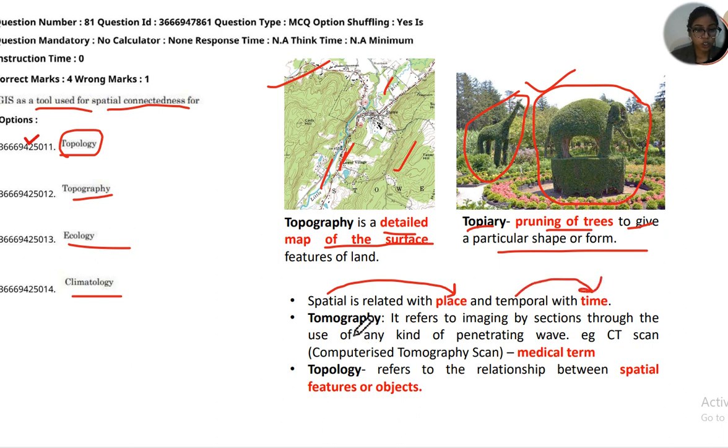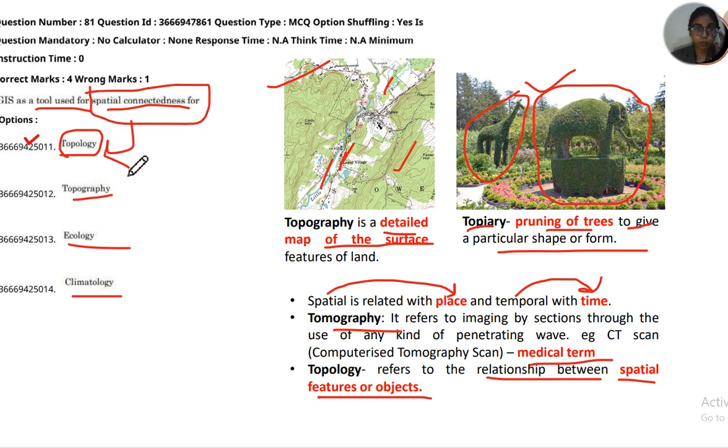Next you have tomography. Tomography is a medical term. It is not used in planning terms. And topology refers to the relation between spatial features or objects. So for the spatial connectedness the question is asking about, the correct answer is topology.